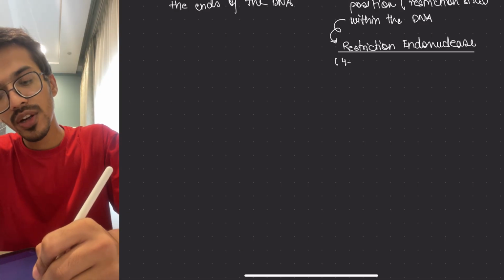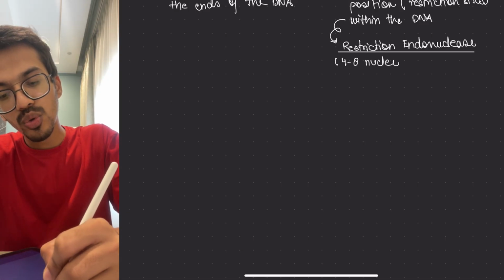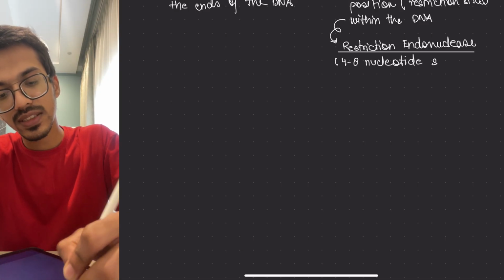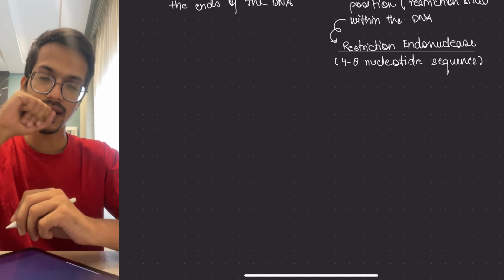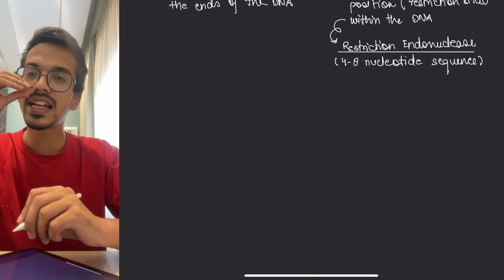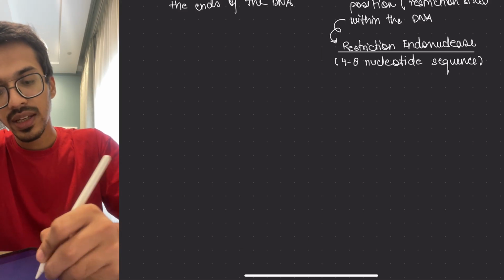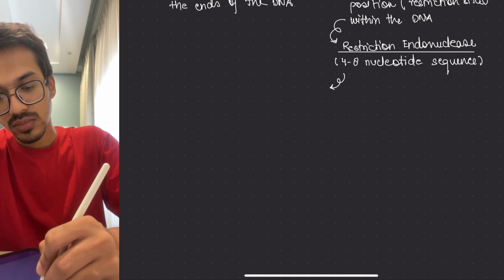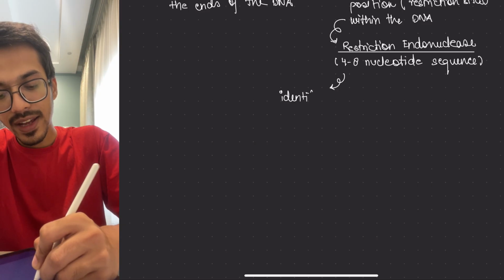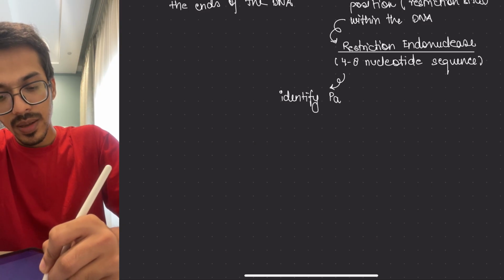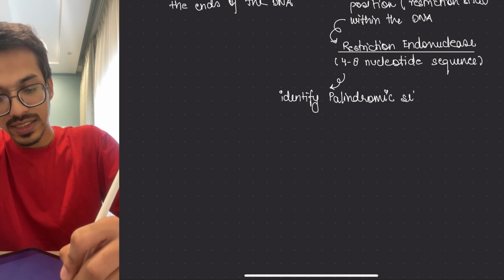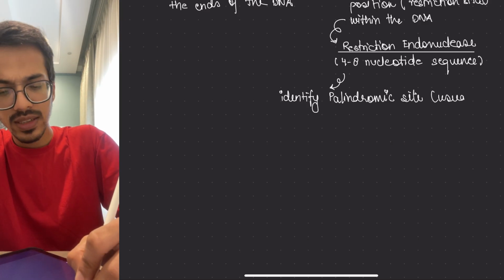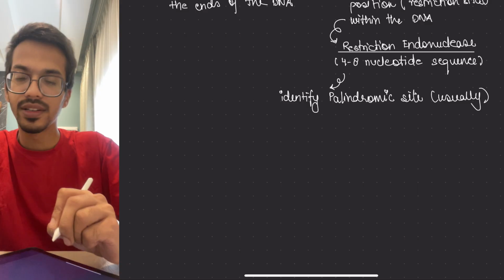They are normally a sequence of 4 to 8 nucleotides. Now these sites are palindromic. So they identify palindromic sites. Usually, sometimes it cannot be, but usually it is.